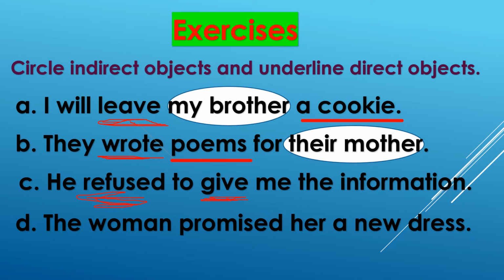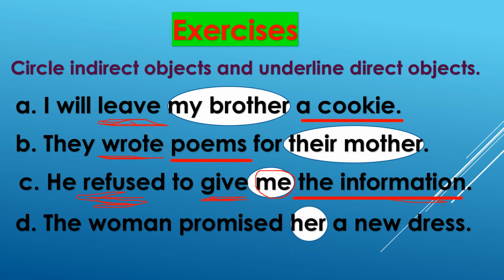What did he refuse to give me? The information. So the information here is the direct object, so underline the information. And he refused to give the information for me, so circle me. So you are gonna circle me, it's the indirect object, and underline information.